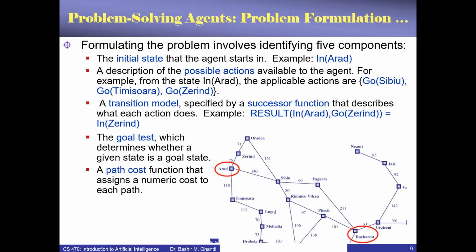And the final thing is the path cost. What is the cost of the path from the initial state to the goal? Okay, because that is what will tell us whether we have achieved the optimal solution or not.